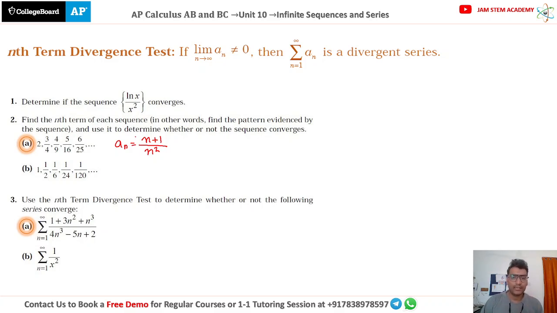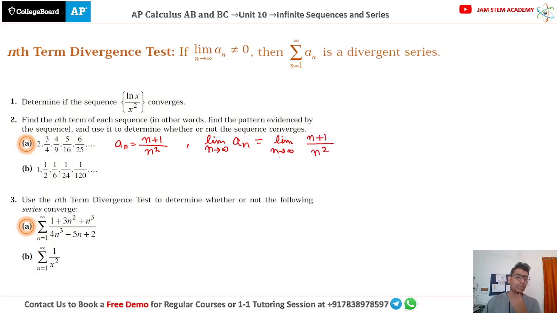Now I have to check what is the limiting value of this. Okay, so this is the general term. Now I need to find the limit as n tends to infinity of a_n. If this is not equal to 0, the series is divergent. If it is equal to 0, the series may converge. So here the limit as n tends to infinity of a_n is (n plus 1) by n squared.